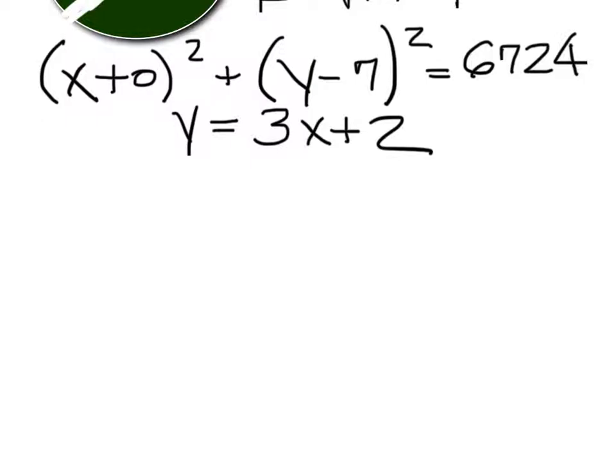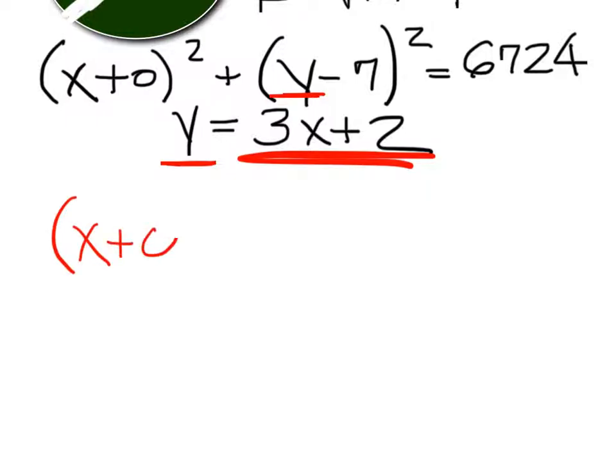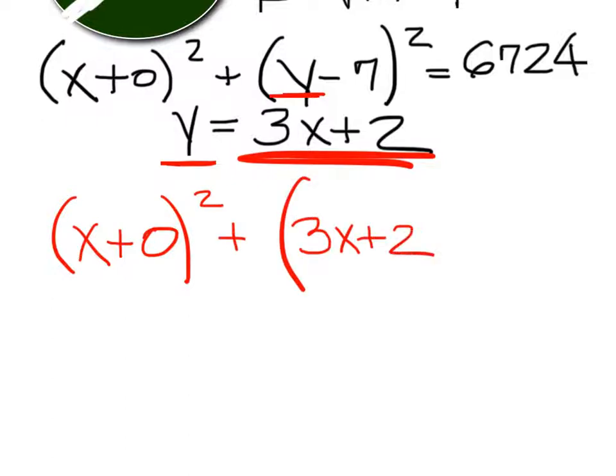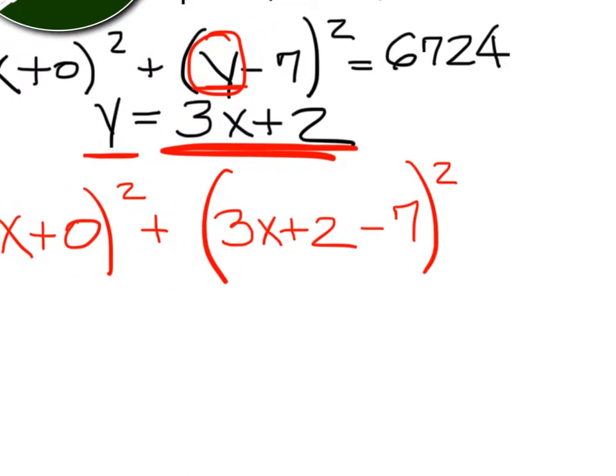For example, switching to bright red, 3x plus 2 is equal to y. Here's y in your circular equation. Instead of putting y there, could I not put 3x plus 2 and still have the same meaning? Yes, so let's do that. The quantity x plus 0, squared, plus the quantity 3x plus 2 in place of y, minus 7, squared. And of course that equals 6724.